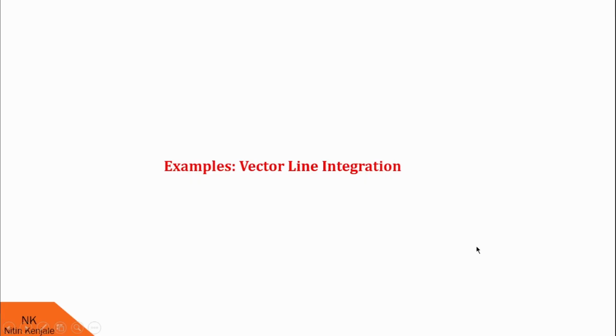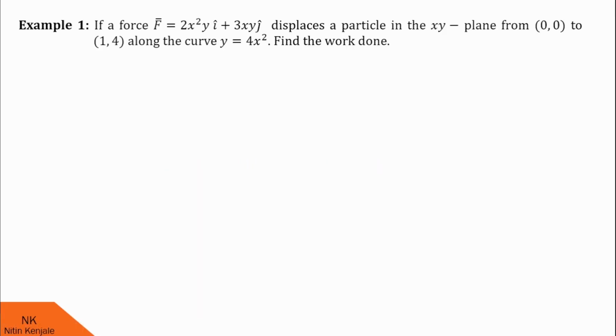Next we proceed for examples based on vector line integration. In this example we are given that a force F bar is equal to 2x square y i cap plus 3xy j cap. It displaces a particle in the xy plane from point (0, 0) to point (1, 4) along the curve y is equal to 4x square. Find the work done. This same example can be asked in a different fashion as follows.